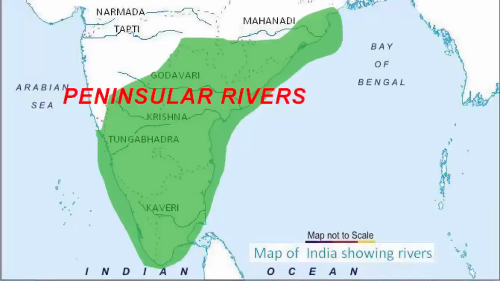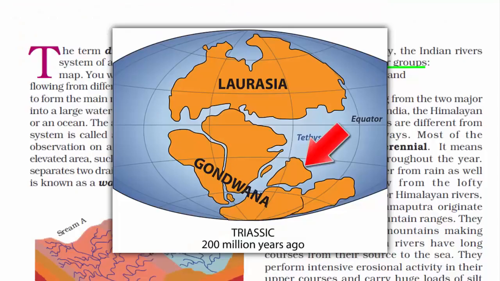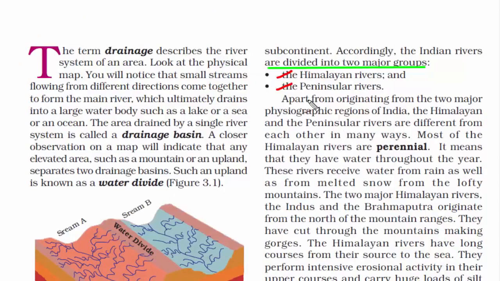And on the other hand, peninsular rivers originate in the Peninsular region, which is right here. So this region over here was part of the Gondwana land. Therefore the rivers here are much older than the Himalayan ones. And since there is no ice and glacier over here, rainfall is the ultimate source of water behind the flow of rivers.